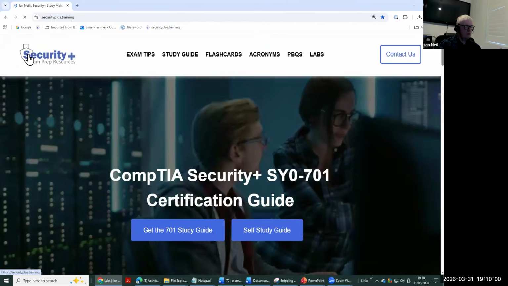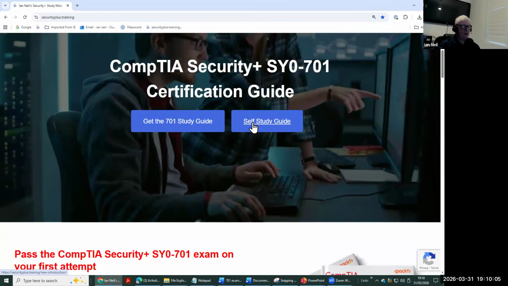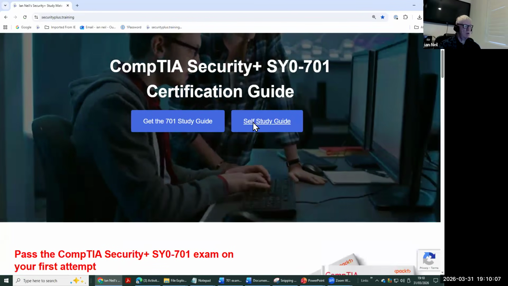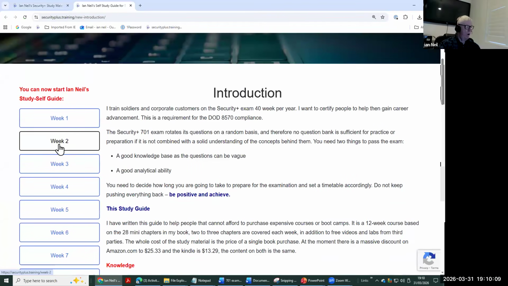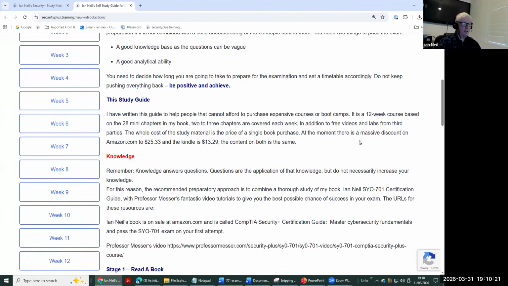But the main reason I'm doing this post is I've got a self-study guide for 701. I've done an introduction that tells you about how 40 weeks a year I actually teach Security Plus, so I know a lot of stuff. I've got my study guide that people can read. You can get it on Amazon for $13.29 on Kindle and follow this through.